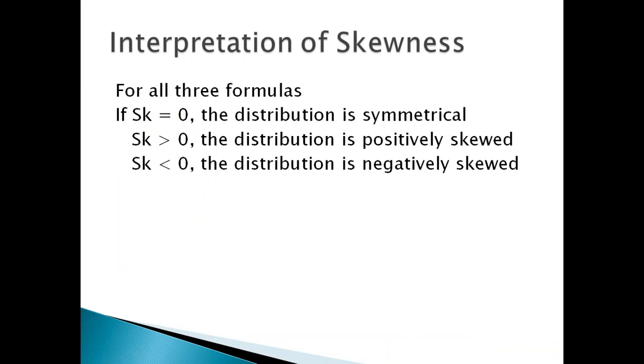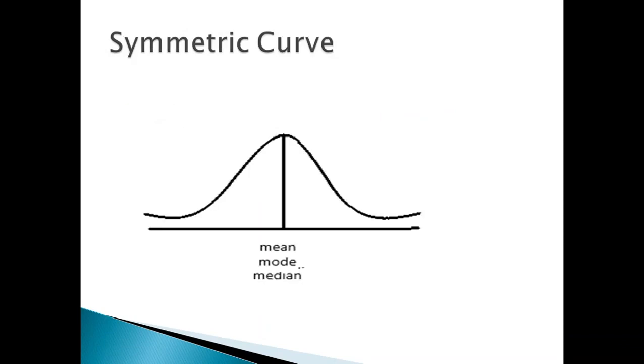Okay, now interpretation of skewness. What does the answer show? As I always tell you, in statistics interpretation is very important: what a given answer or what a given value shows about the distribution or about the data. So for all three formulas which we have discussed here, if the answer of skewness is 0, this means that the distribution is symmetric. The shape of the distribution is like this. There is no skewness.